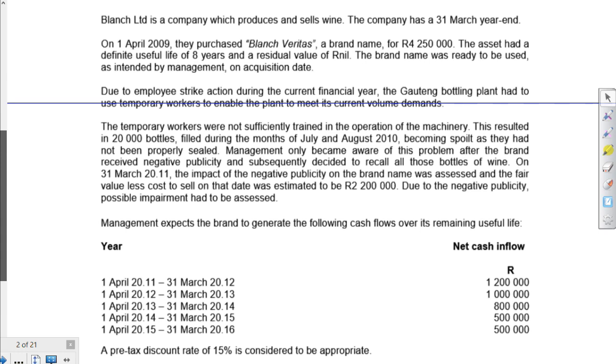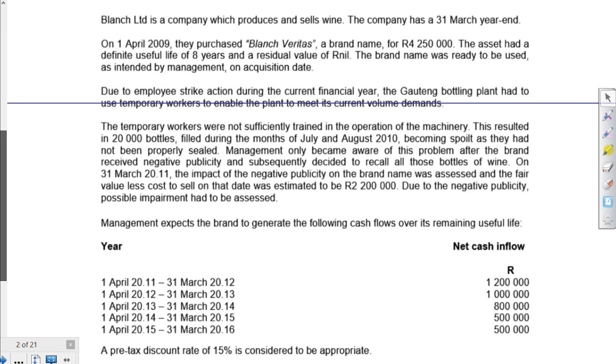Due to an employee strike action, the Gauteng bottling plant had to use temporary staff. The temporary workers were not sufficiently trained in the use of the machine, and as a result, 20,000 bottles that were filled in the months of July and August became spoiled as they had not been properly sealed. Management only became aware of the problem after the brand received negative publicity and subsequently recalled all those bottles of wine. The effect of the negative publicity on the brand name was assessed on March 2011.